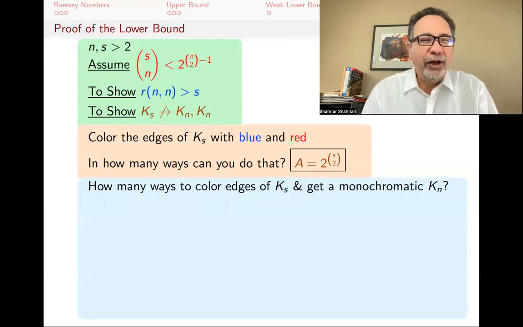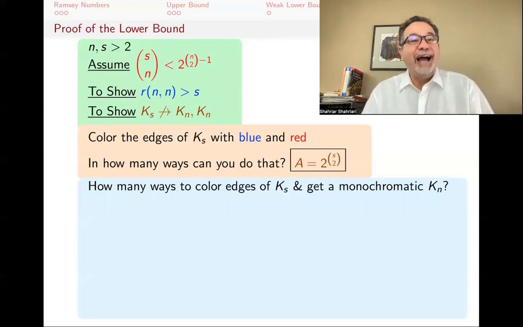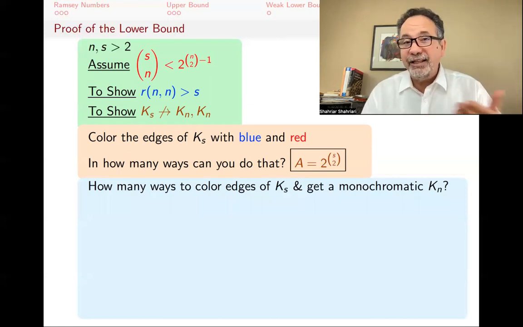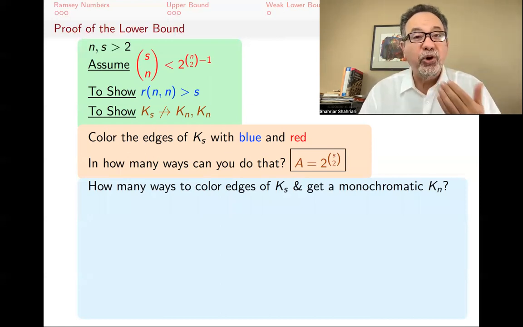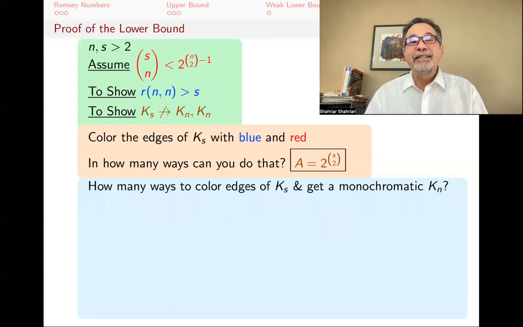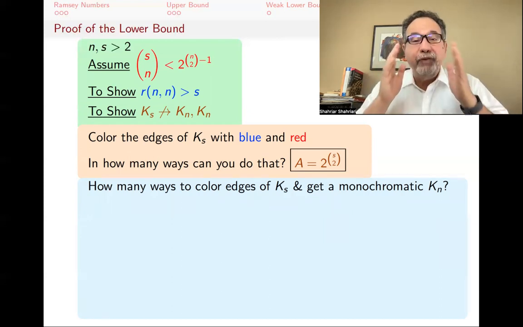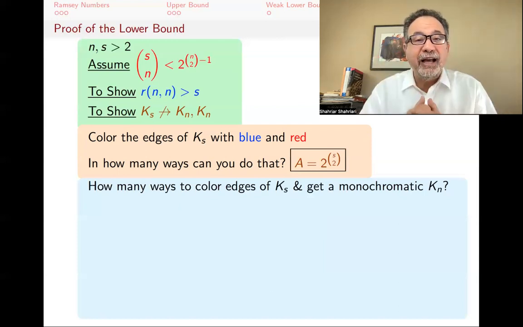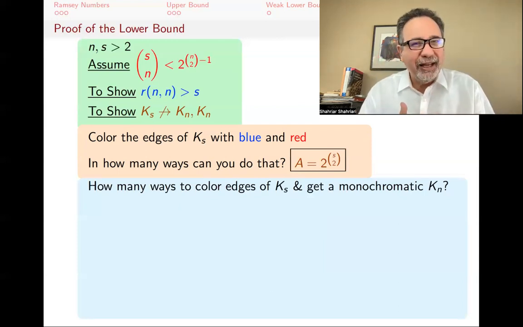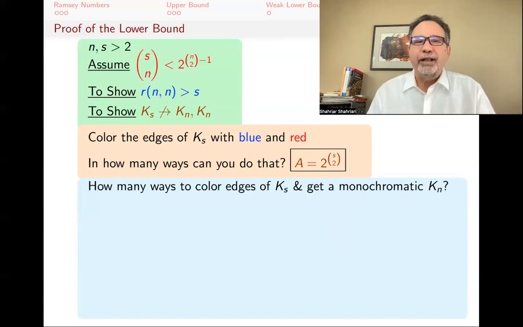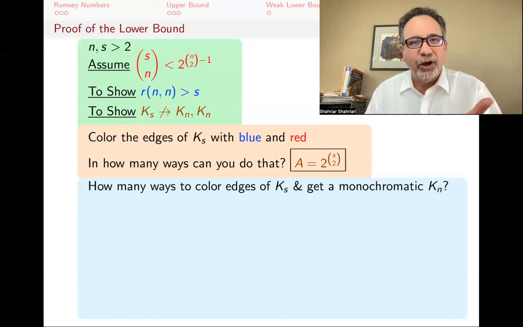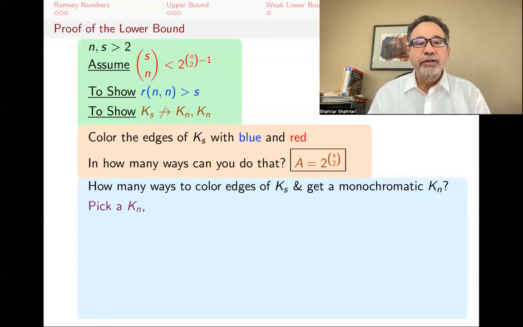Now, I want to know how many of these I don't like. The ones I don't like in this case are the ones that do give me a monochromatic Kn. And I want to roughly estimate that. Finding this exactly is very hard, but estimating is not that hard. If you want a good estimate, it would be hard, but if you want a sloppy estimate, then it's not that bad. So this is the way I'm going to do it.